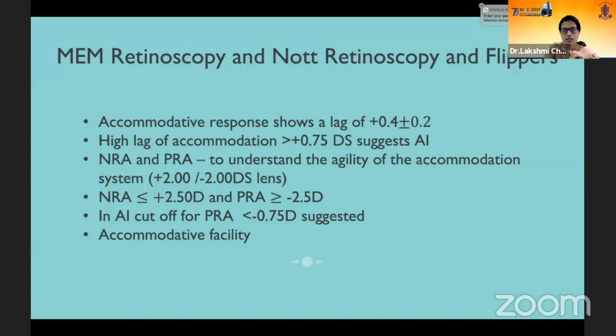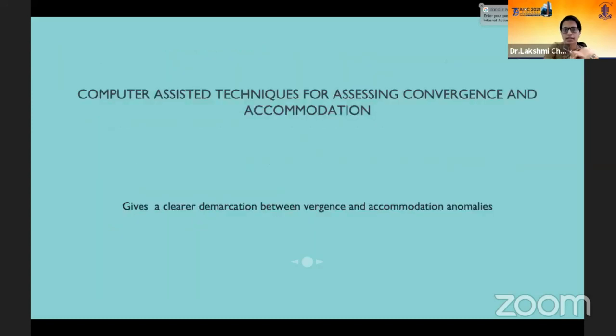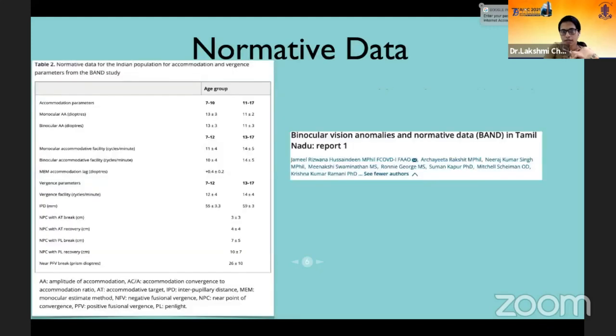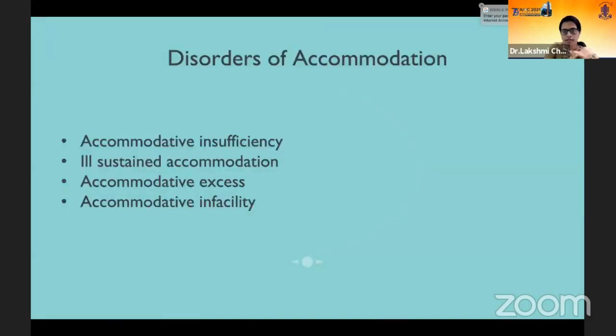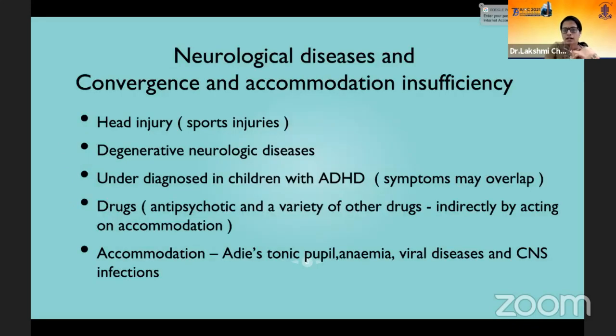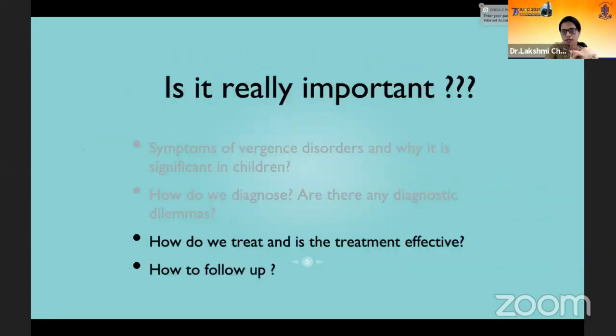And accommodative facility is tested using flippers in the same way as convergence. Only thing is we use plus and minus flippers. Computer assisted techniques are there. This gives us an edge over the standard evaluation because you can clearly demarcate between vergence and accommodation anomalies. We have Indian normative data for accommodation and vergence because most of them are foreign data. Indian data is given by the BAND study from Tamil Nadu. Even in this study, convergence insufficiency is the largest studied. Disorders of accommodation could be insufficiency, ill-sustained or infacility. And most of all, we should rule out any neurological diseases that cause convergence and accommodation insufficiency before landing on a diagnosis of pure convergence and accommodation problems.